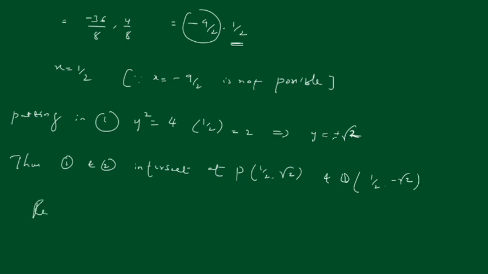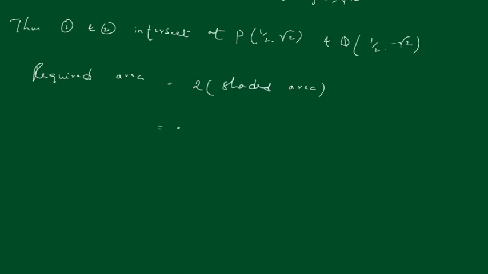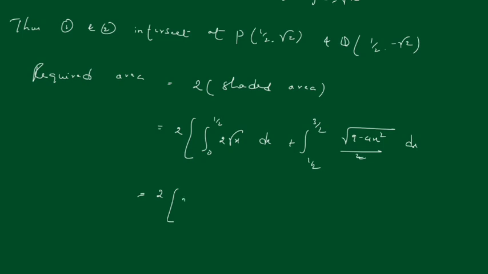So the required area is 2 times the shaded area. For that, we can take 2 times the integration from 0 to 1 by 2 of 2 root x dx, and again the integration from 1 by 2 to 3 by 2 of root of 9 by 4 minus x square, dx. By taking the y value we are substituting here, y dx. So 2 stays outside as it is.